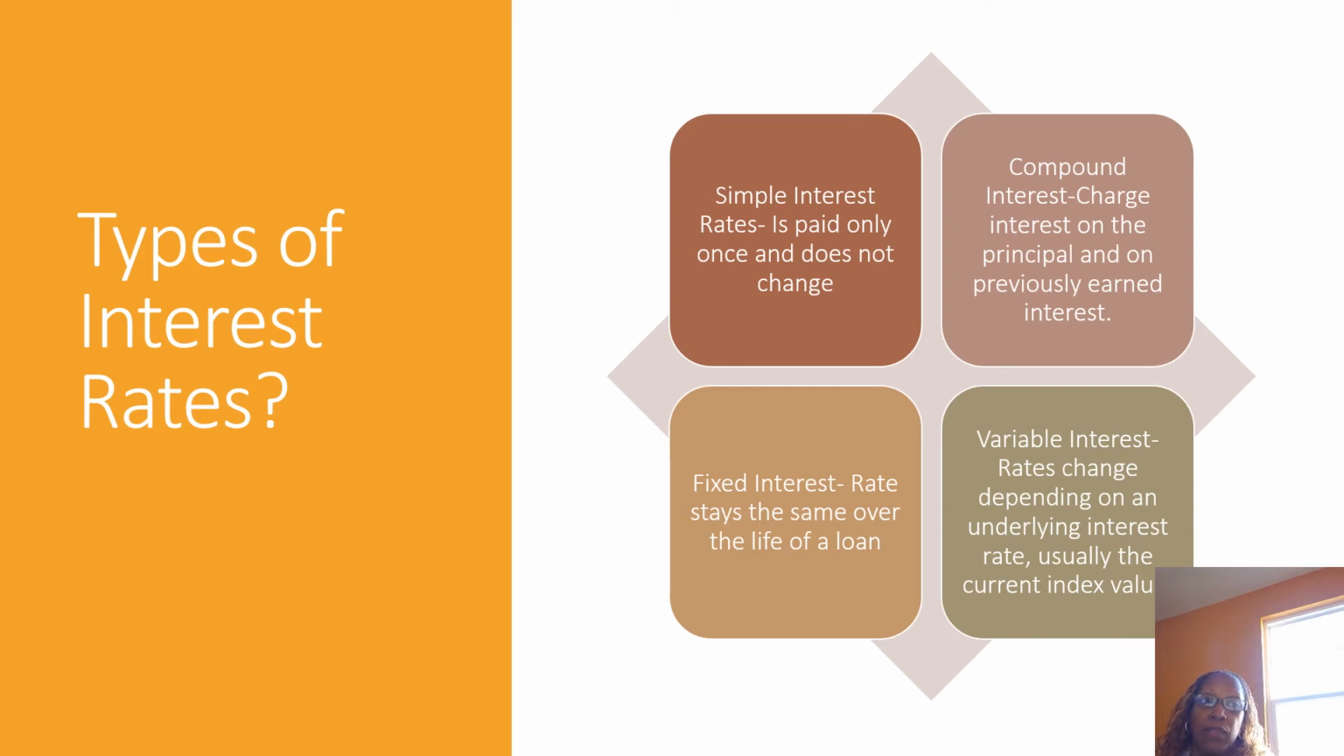Here are some of the types of interest rates. There's simple interest rates, and that's when they're paid only once and they don't change. The next is compound interest. That's when you charge interest on the principal and on previously earned interest. And then fixed interest. The rate stays the same over the life of the loan. And then finally, variable interest. The rates change depending on an underlying interest rate, usually the current index value.